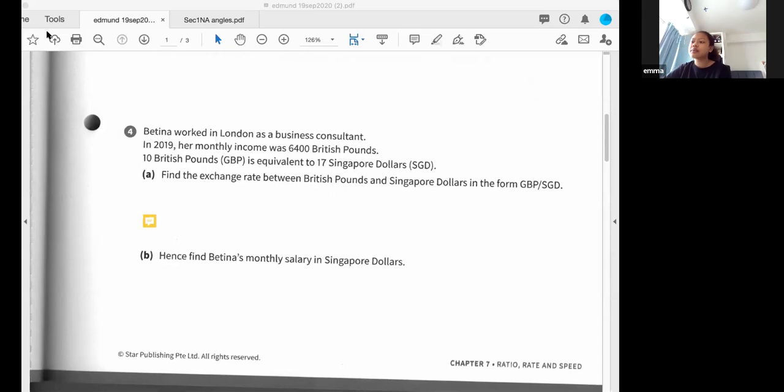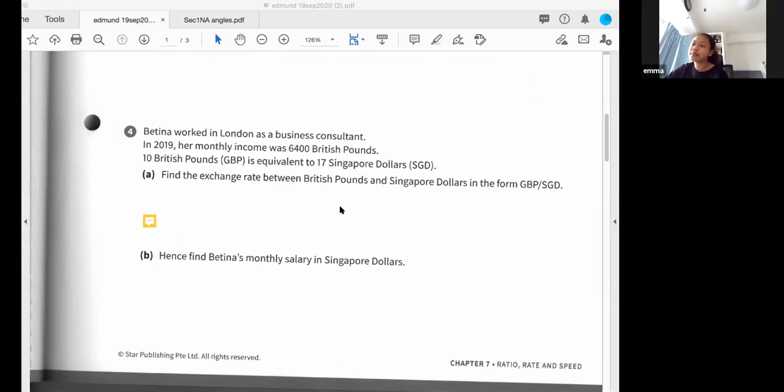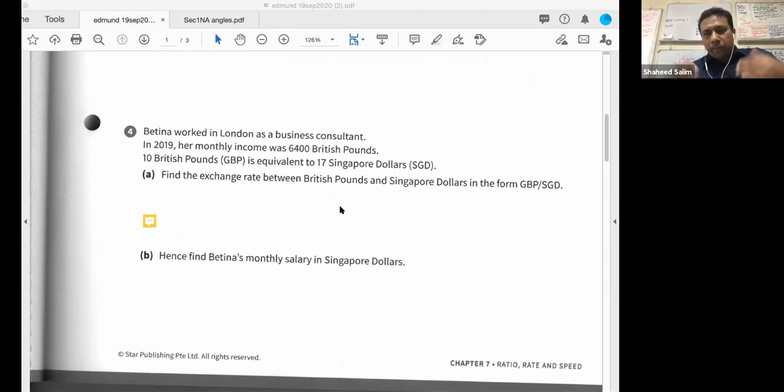10880. 10880 is for B. They're asking you what is this in Singapore dollars. Your answer for B is correct. But they're asking you for exchange rate. Exchange rate, £1. How much is it in Sing dollars? You must find £1. How much is it? You got the answer already, I think. $1.70. Well done. Easy, right?